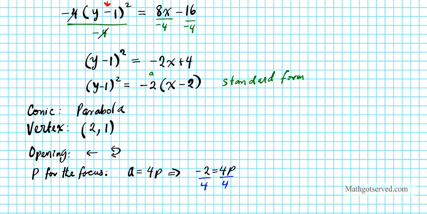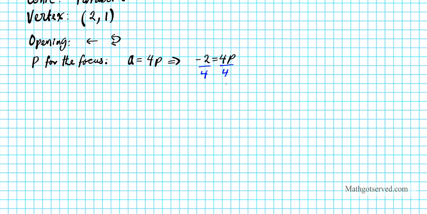Divide both sides by 4, and our final result is going to be P equals negative 1/2. So what does this mean? It means that if we want to graph the P of the focus, it's going to be 1/2 units to the left from the vertex of the parabola.